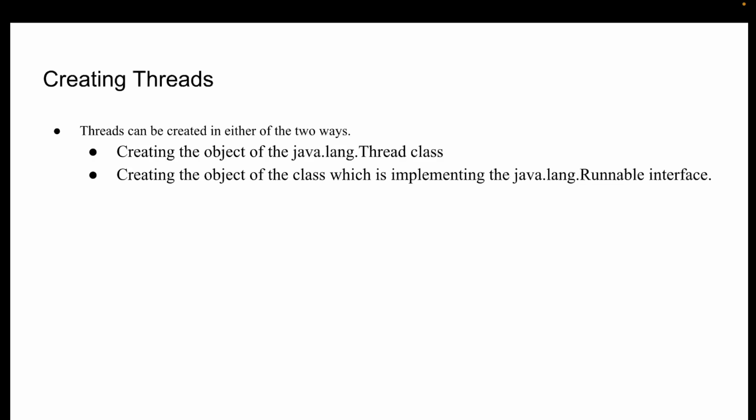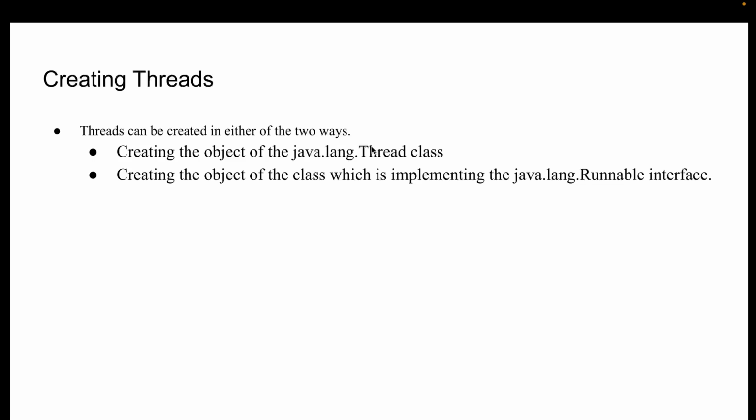And this Thread class is in the java.lang package. We saw one of the packages last class when we were going over collections, right? All the collection data structures are available in the java.util package. So where is this Thread class available? It is available in the java.lang package, and that's why you can see java.lang.Thread. So java.lang is your package, and Thread is your class.